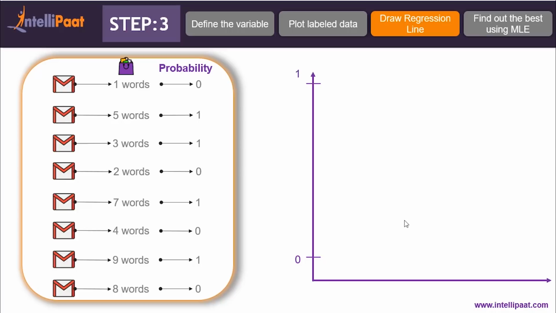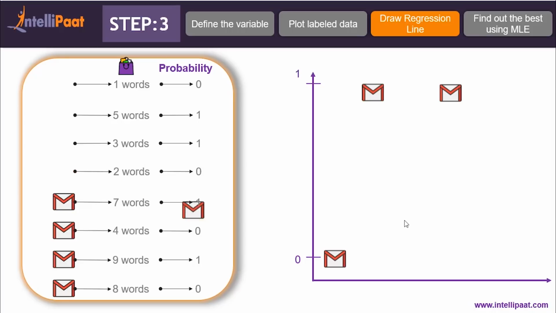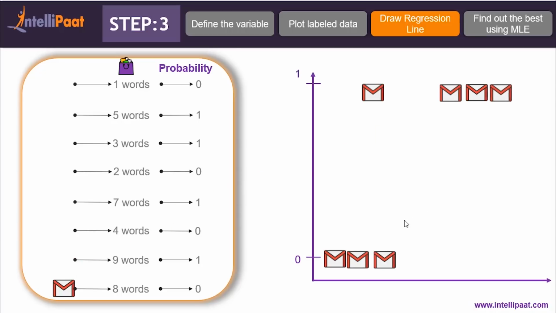So first we have is one word and the probability of this mail being a spam is 0. So it will be plotted up here. So next we have is 5 spam words in a mail and the probability of that mail being a spam is 1. So it will be plotted somewhere here. Next is 3 spam word is a spam mail. So it will be plotted again here. 2 words, it's not a spam mail. So I'll be plotting up here. 7 words, again a spam mail up here. 4 words, not a spam mail here. 9 words, it's a spam. 8 spam words, again, it's not a spam. So once we are done with the plotting, this is how our plotted data would look like.